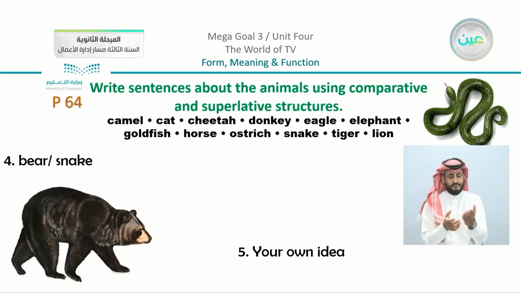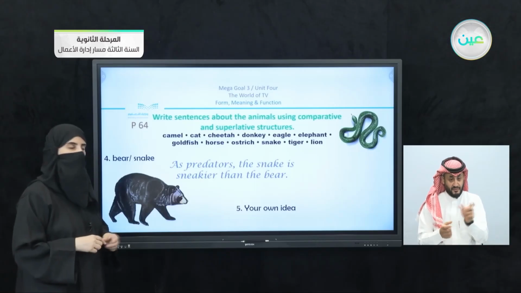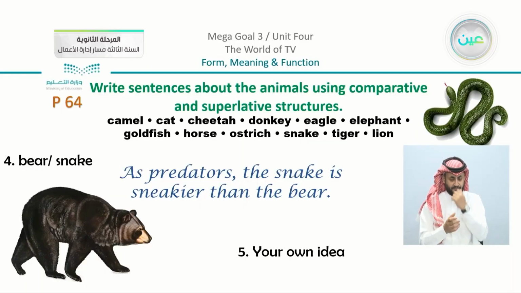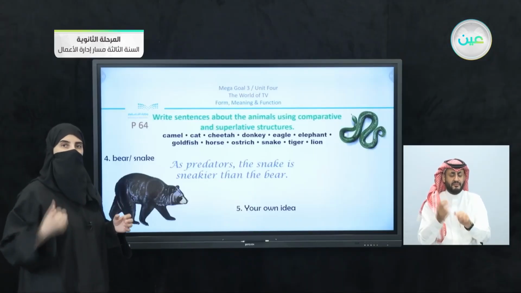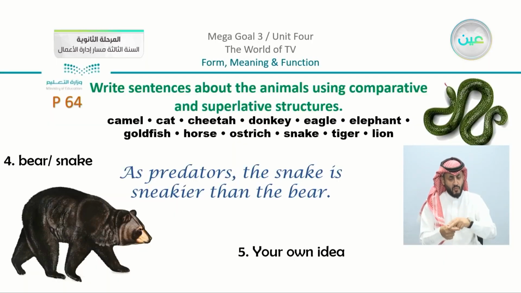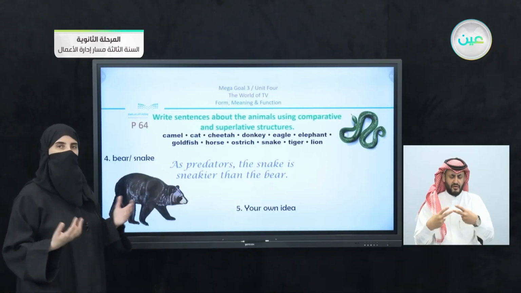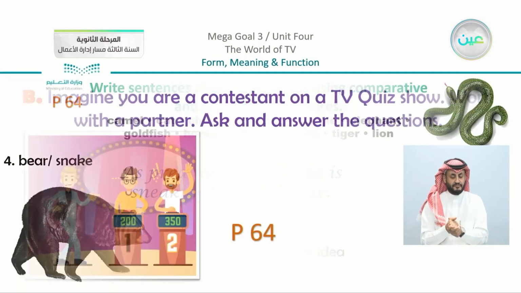We have the bear and the snake. We can see, for example, as predators, using our vocabulary, the snake is sneakier than the bear. We have simple comparing here. Sneakier than, sneaky is an adjective, than what? Than the bear. And we have number 5, to use your own idea. You can compare between these animals in different ways. So this is the first exercise that we have.